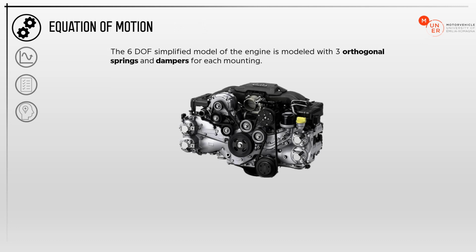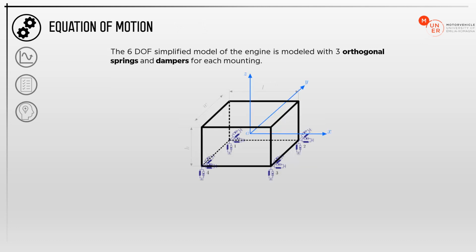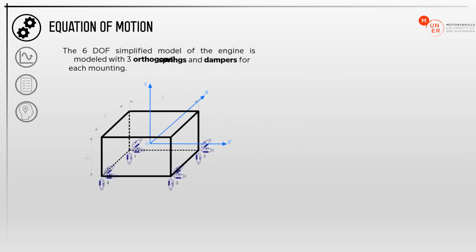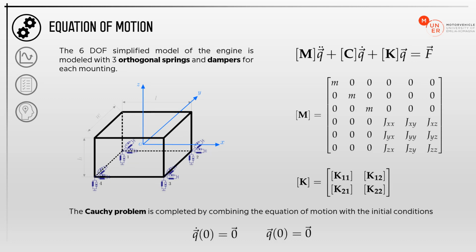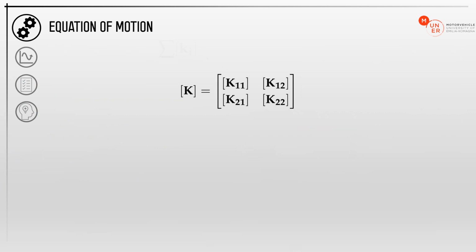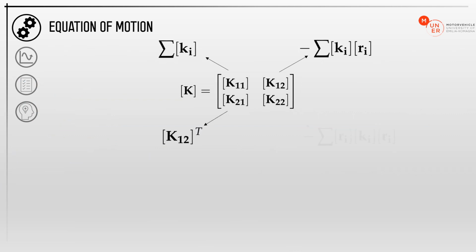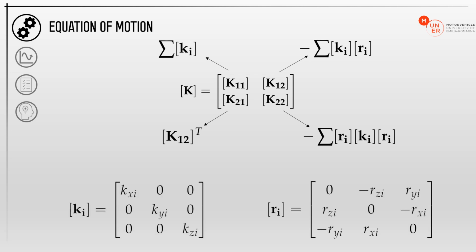So we used the simplified model of the engine shown in the picture. This is the equation of motion in the matrix form, and the mass matrix is displayed. The Cauchy problem is completed by adding the initial conditions. The stiffness matrix is made up of 4 sub-matrices, which are combinations of the Ki matrix, which contains the stiffness coefficients of each engine mount, and the Ri matrix, which contains the positions of the engine mounts with respect to the coordinate system.